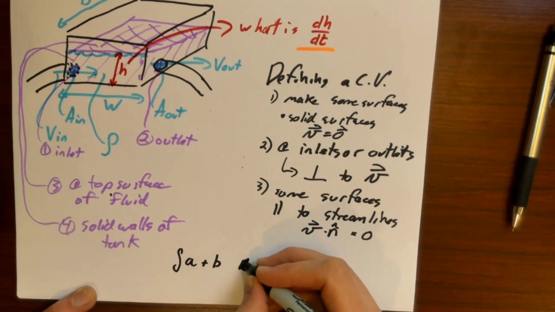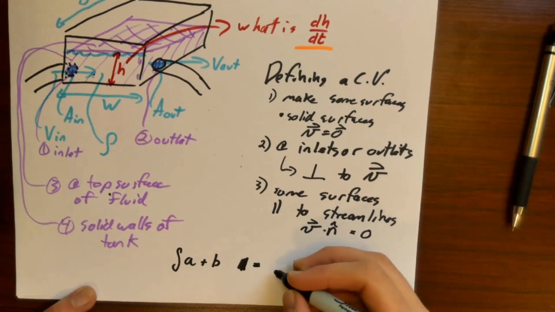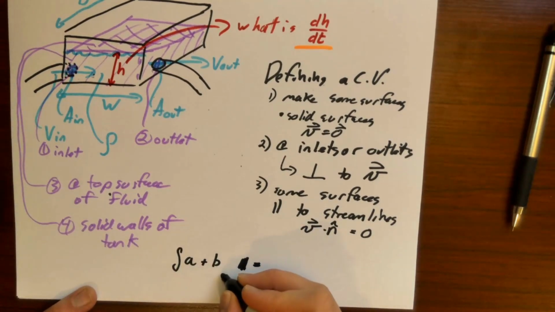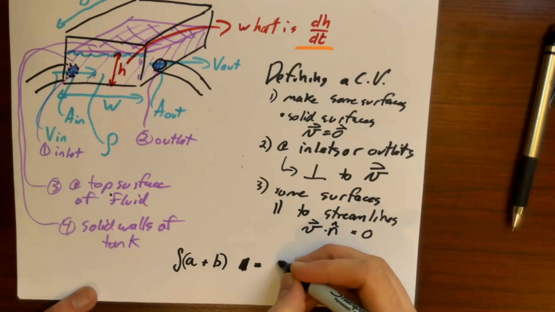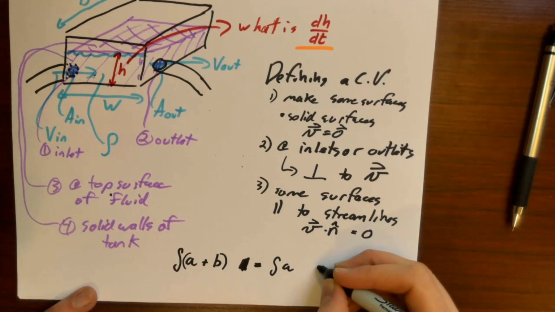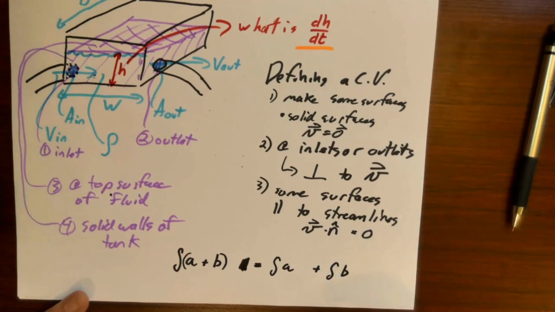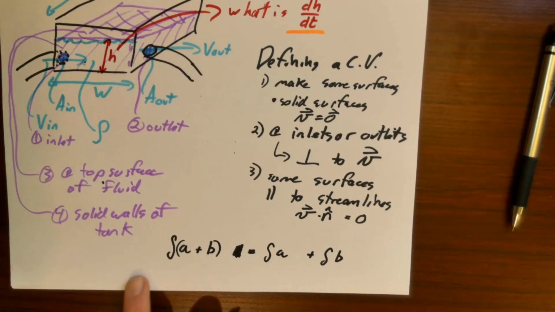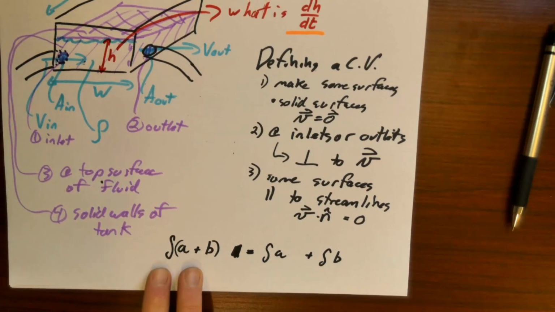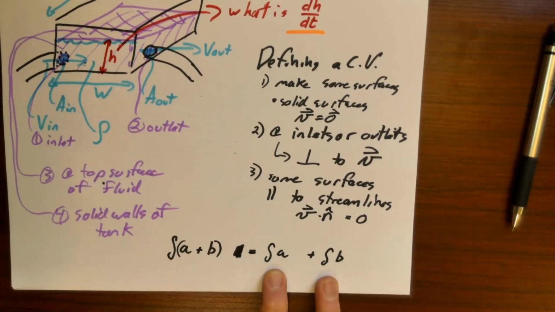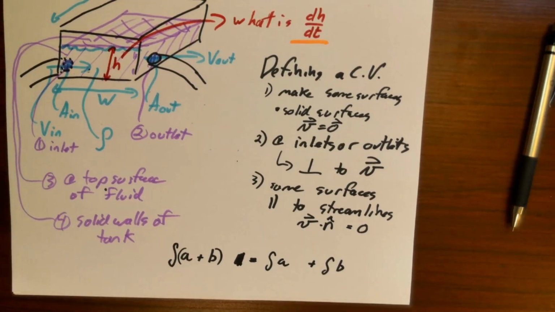then the integral of a sum is the same as the sum of integrals. This is just like a tale as old as time. This is pretty fundamental to calculus. So the integral of a sum is the same as the sum of an integral. So how does that help us?